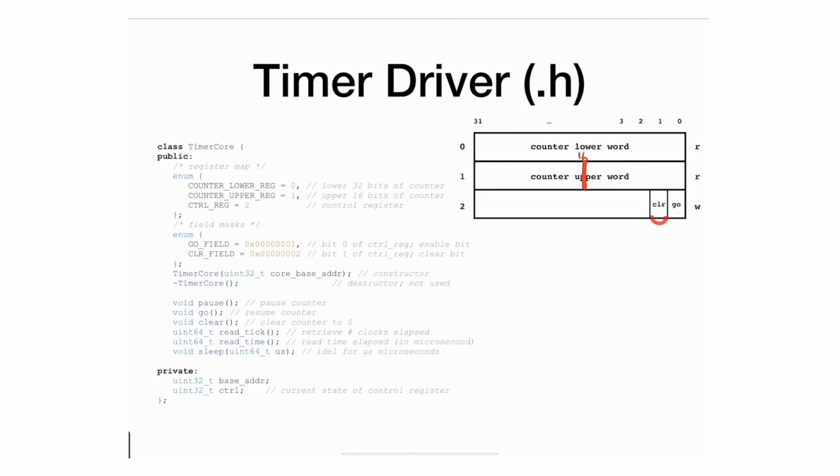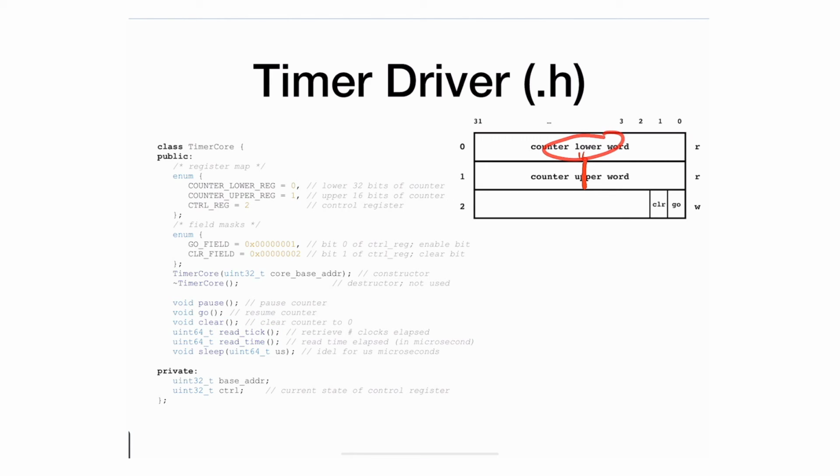Again, as an application developer, what you really care about is, okay, here's the constructor. The constructor doesn't take anything but the core base address, so where it's connected. And really, this is what I care about. I have a function to pause the timer. I have a function to let the timer go or resume, to start it. I have a function to clear it. Remember, it's a counter, so clearing it means putting zeros in it. And then I can read the ticks, meaning reading the value of the counter.